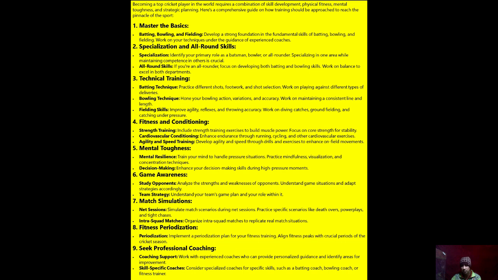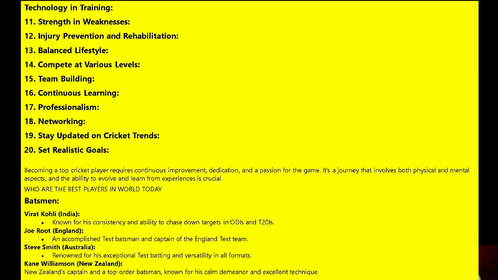Please always remember that player form and ranking can change based on recent performance. Additionally, there have been new players who have risen to prominence since the last update. It is also recommended to check the latest cricket rankings and news for the most up to date information on the best players in the world.